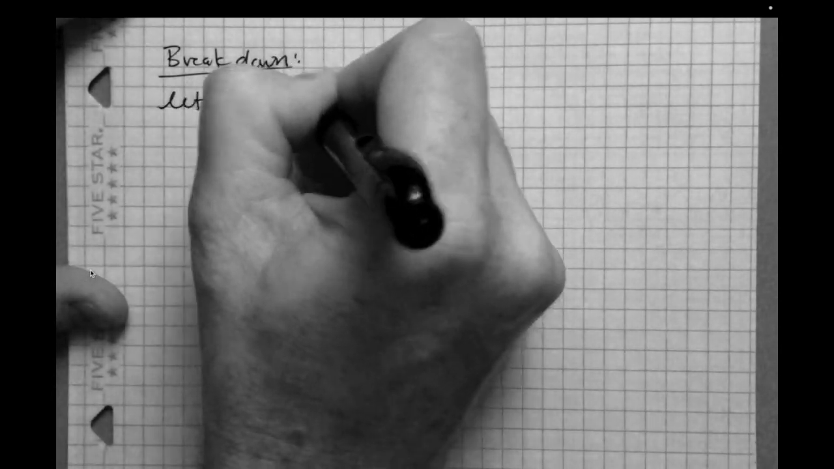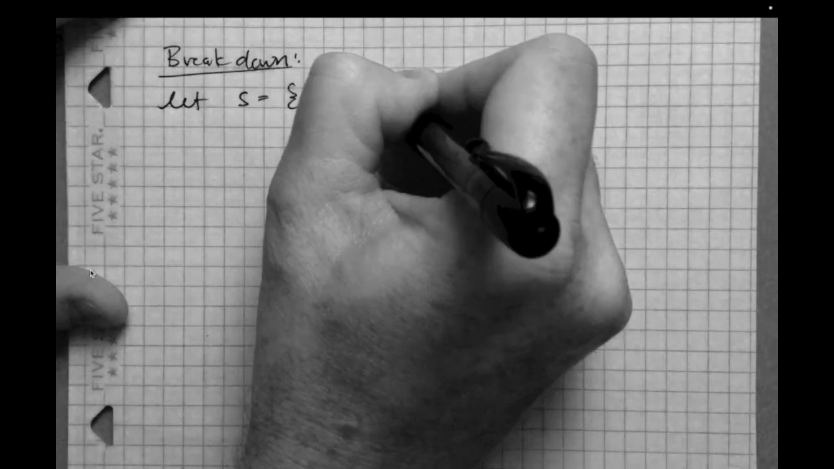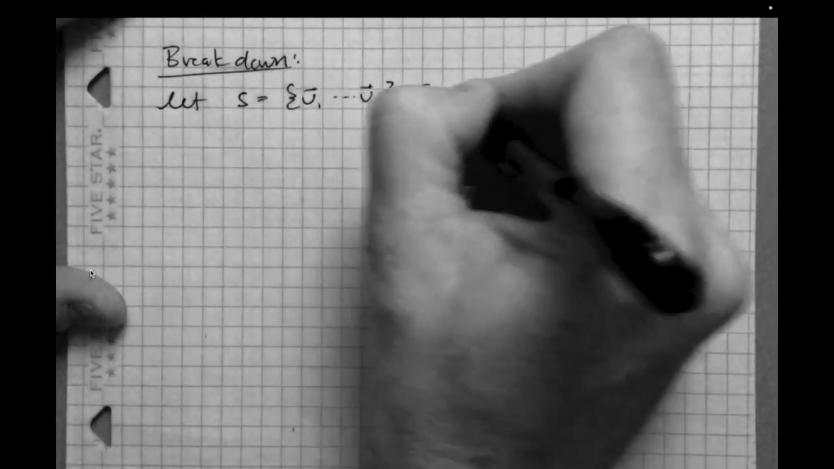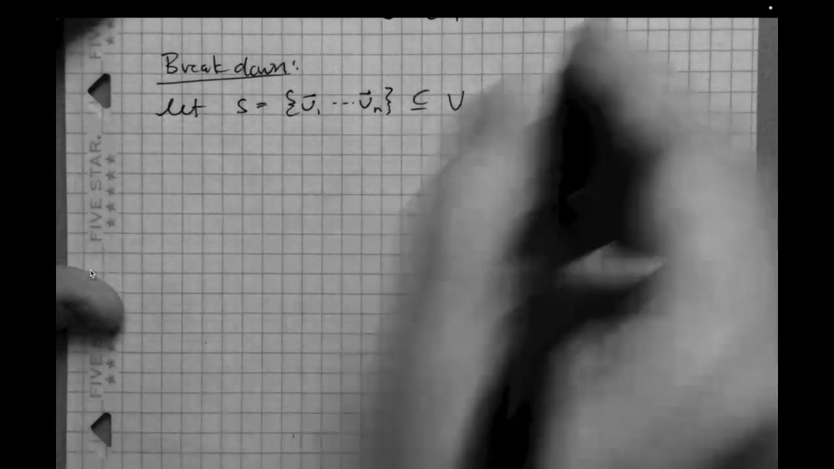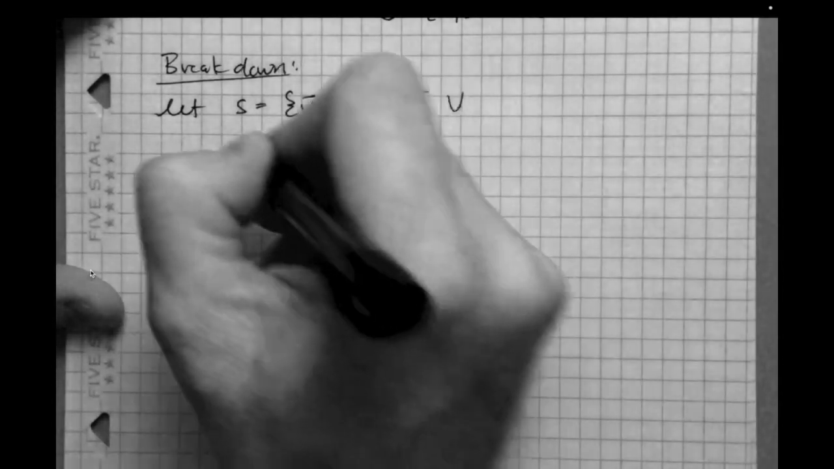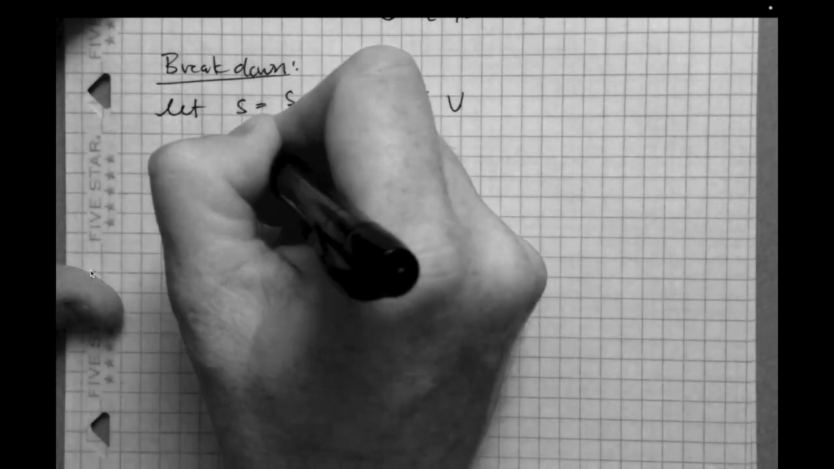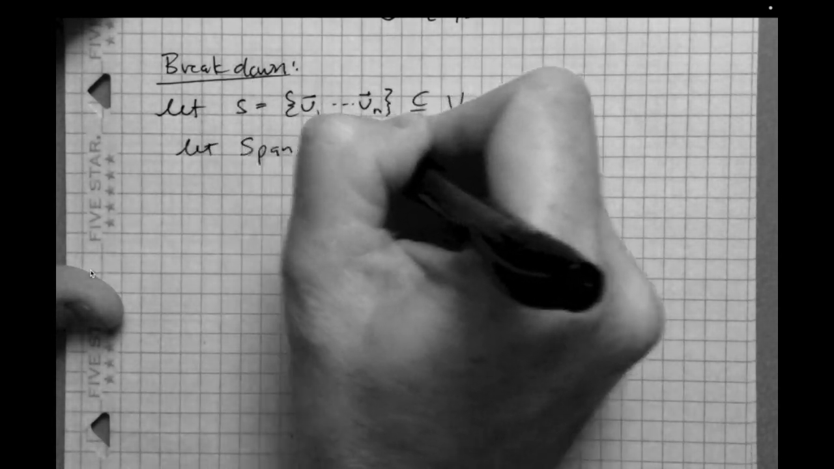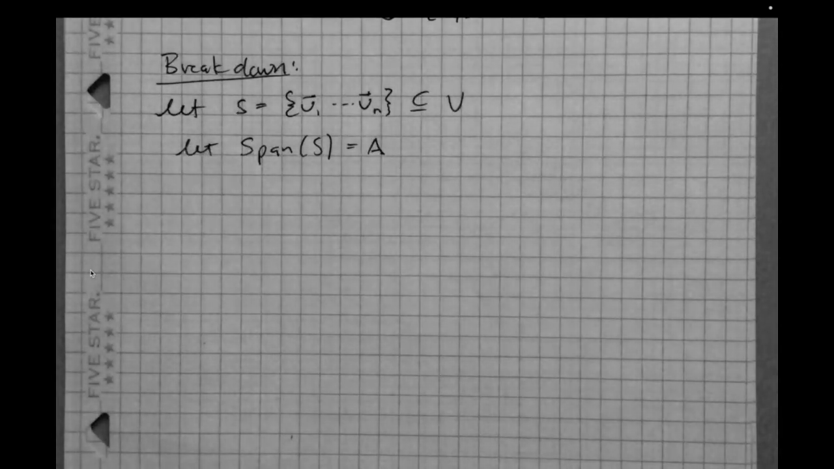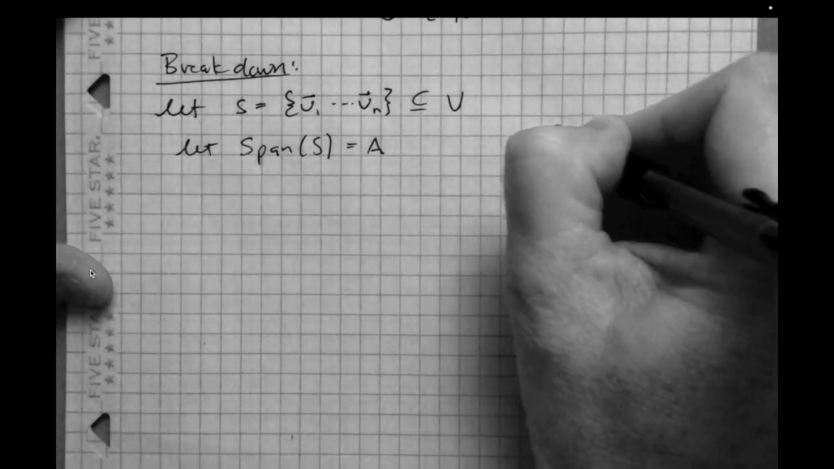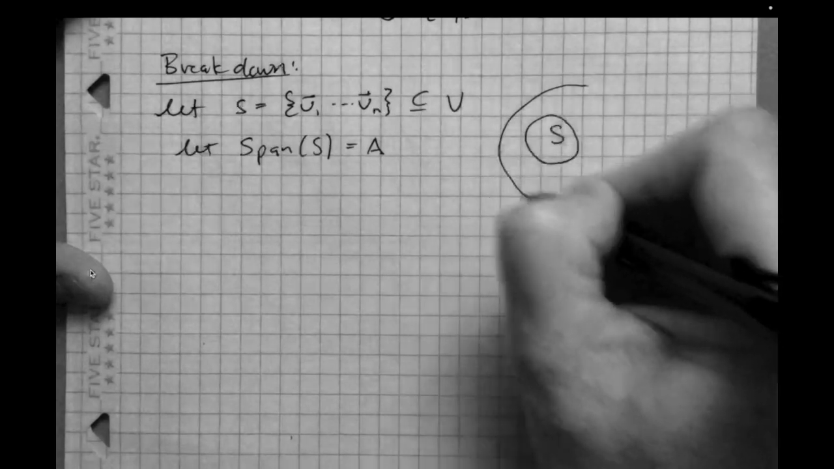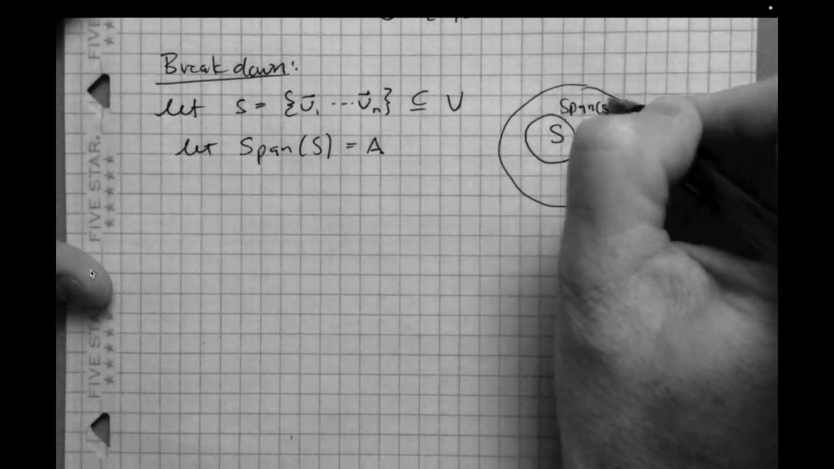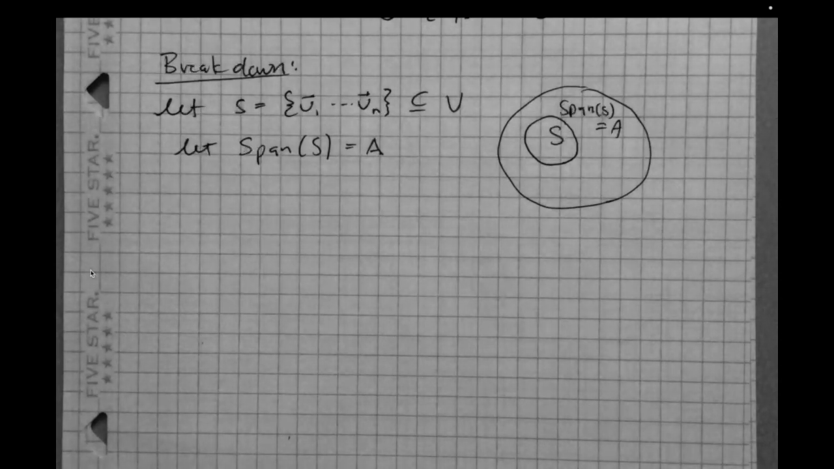Let's let S equal V1 through Vn. It's a subset of a vector space V. And just for simplicity, let's let the span of S equal some set A. So you've got a subset S, and then you've got the span of S, which is bigger. You're going to reach outside of S, and there'll be more vectors that you can write as linear combinations of S. So I've got S, and then the span of S, which I'm calling A, just for now.